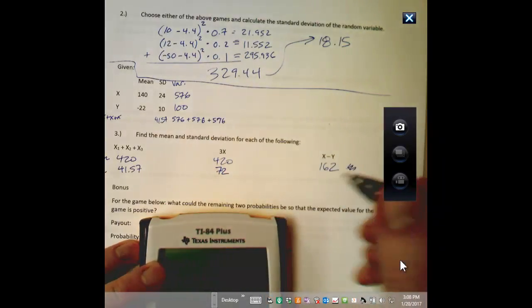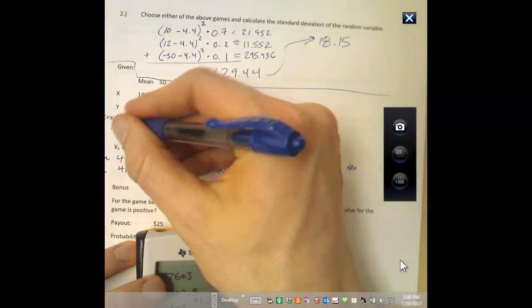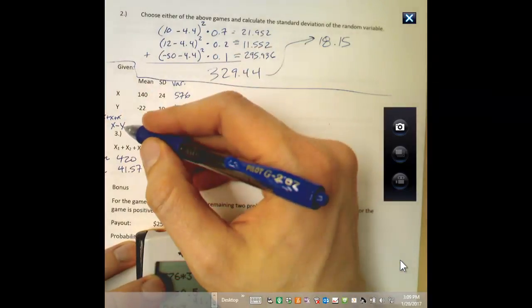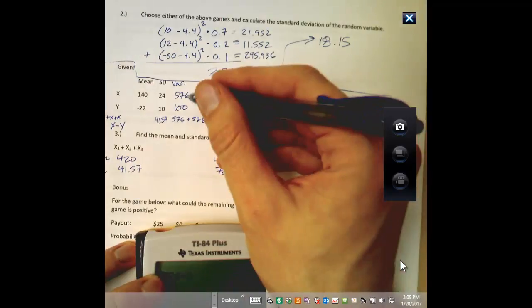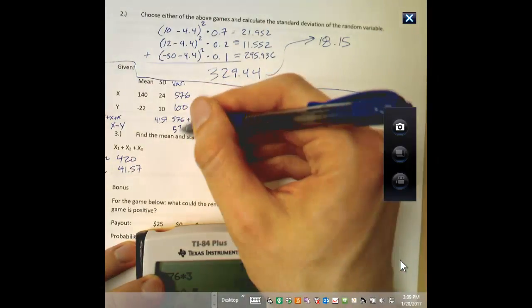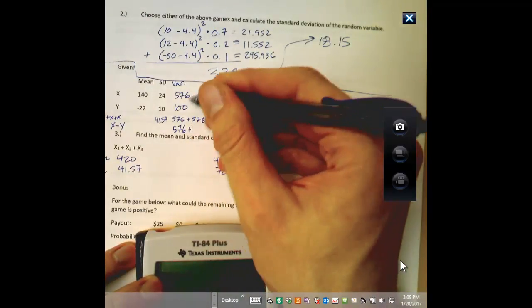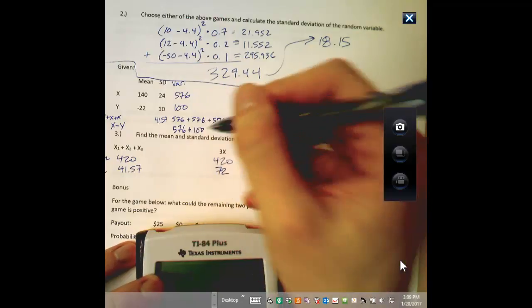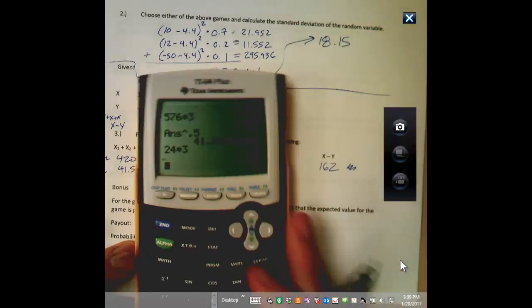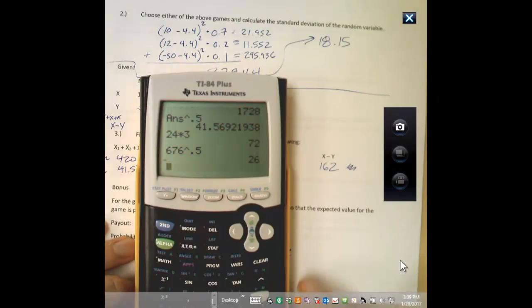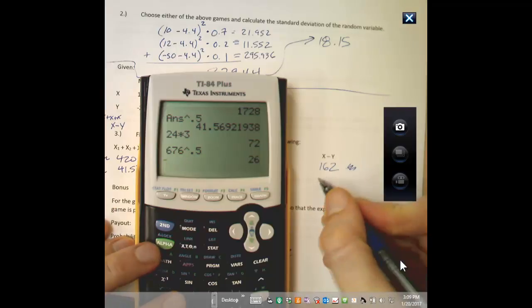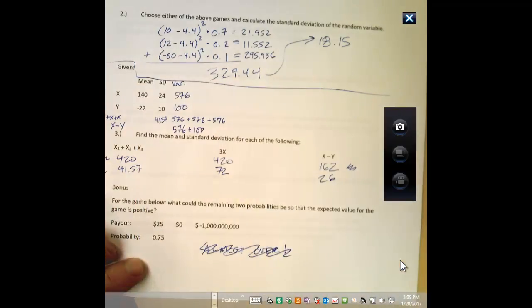In other words, for the variable x minus y or for the variable x plus y, either way, we're talking about this plus this. So we have 676, and we have the square root of that. So the variance of x minus y is 676, standard deviation 26.